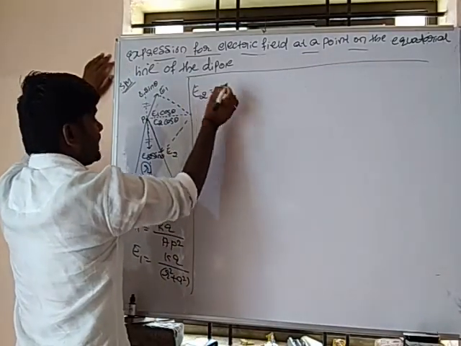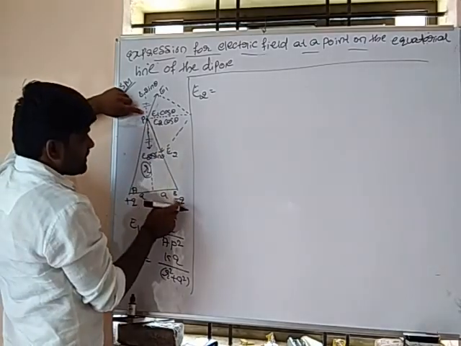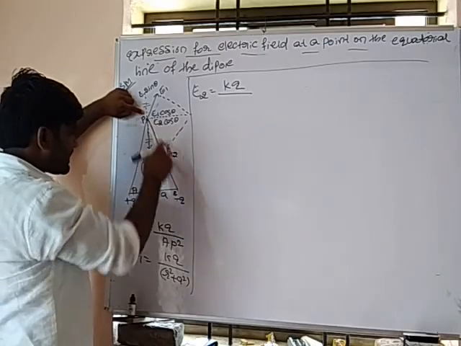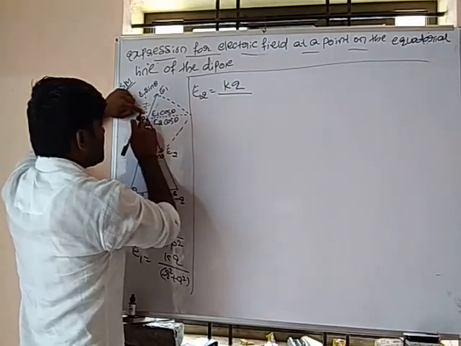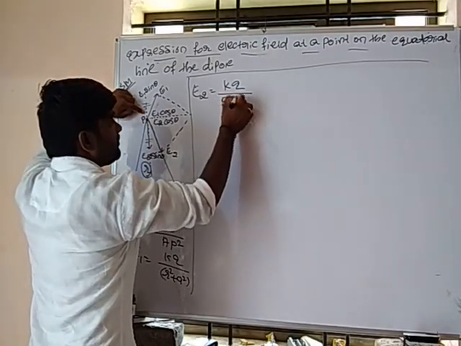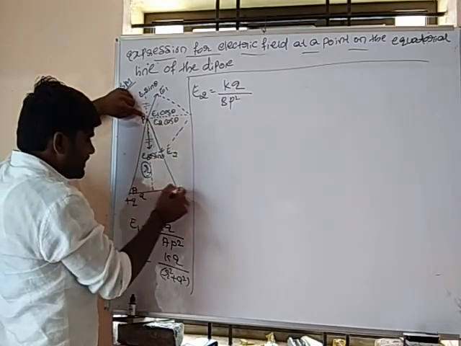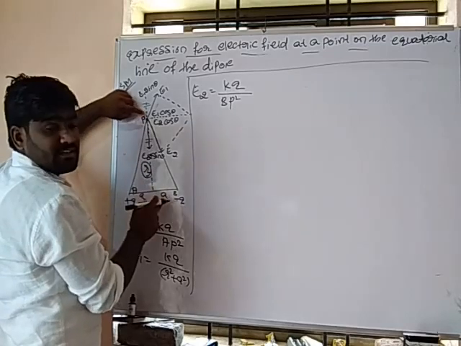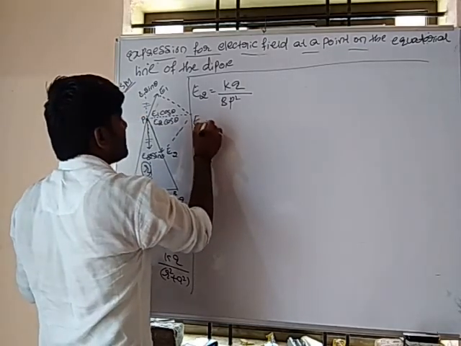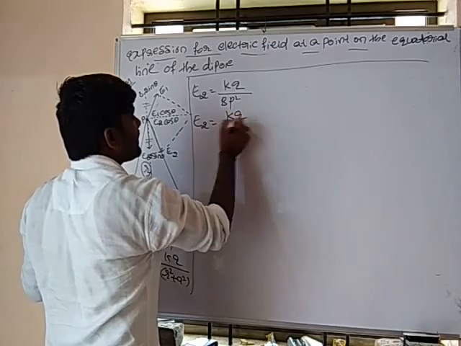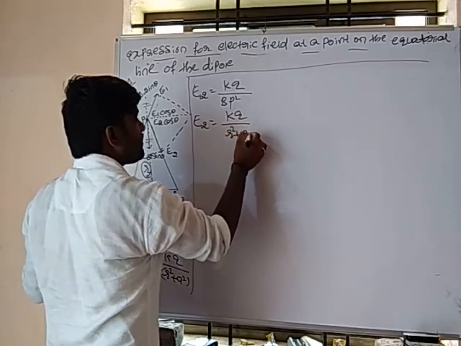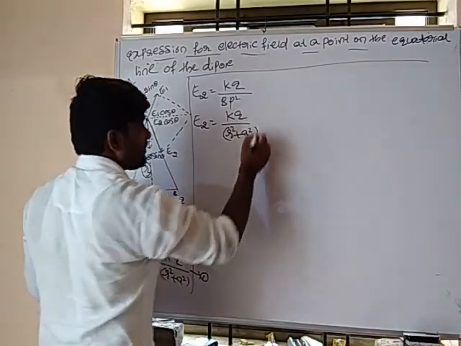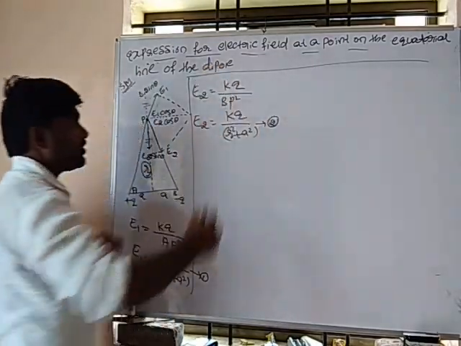Then this E2 is equal to, again, KQ divided by this distance, BP square. Same as before, let us consider this is a triangle. If I want this distance, it is the square of this and the square of this. So this E2 is also KQ divided by R square plus A square. Let us call this equation number 1, and this one equation number 2.